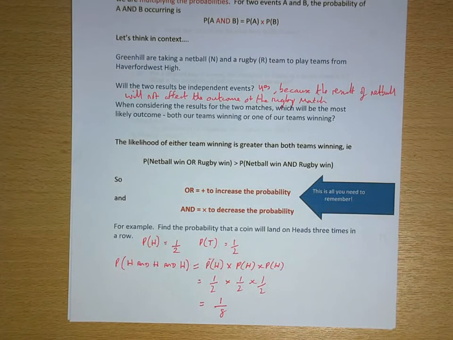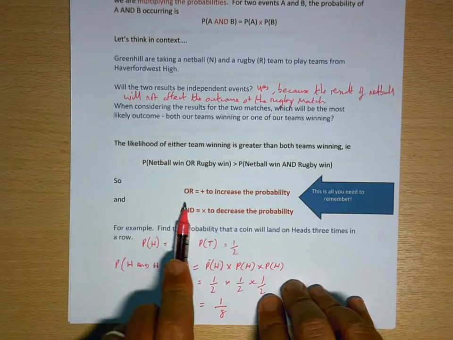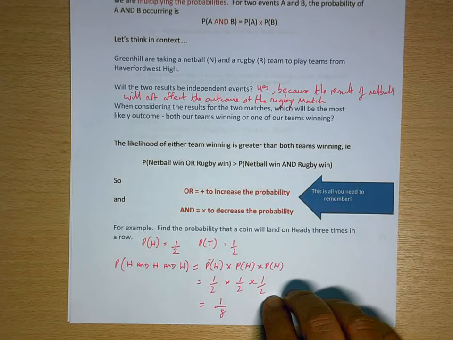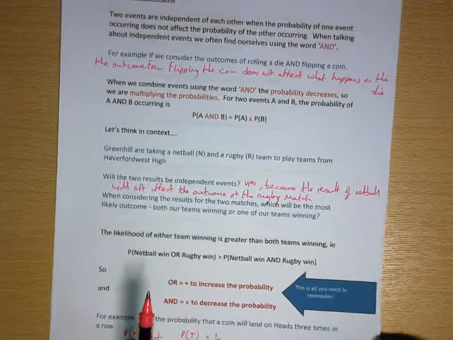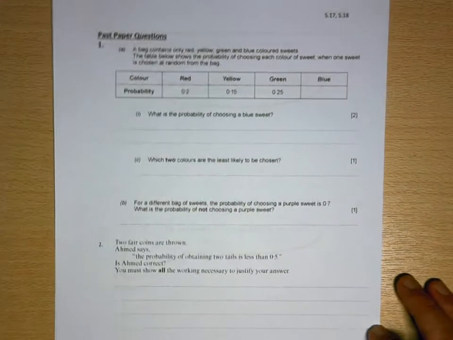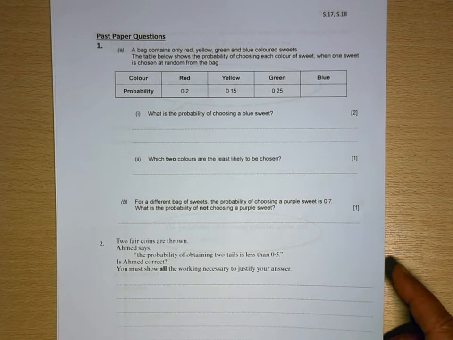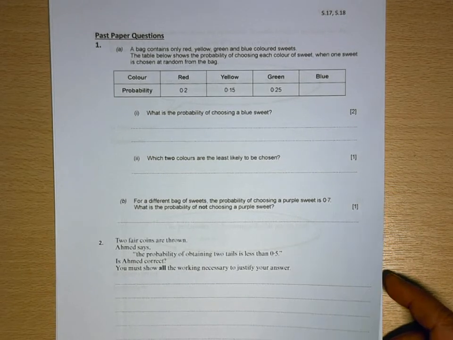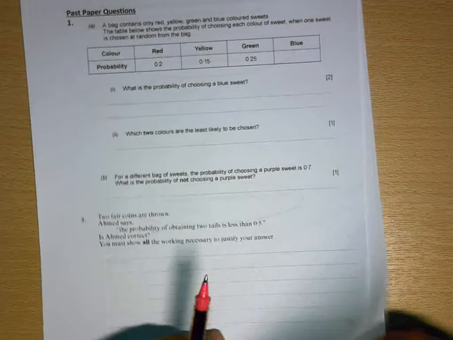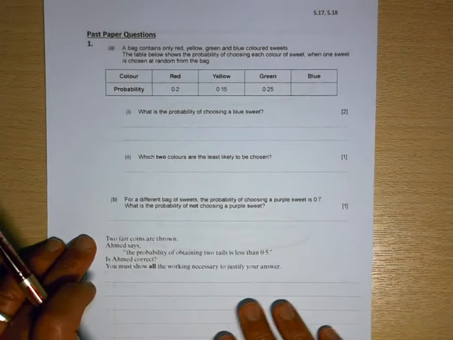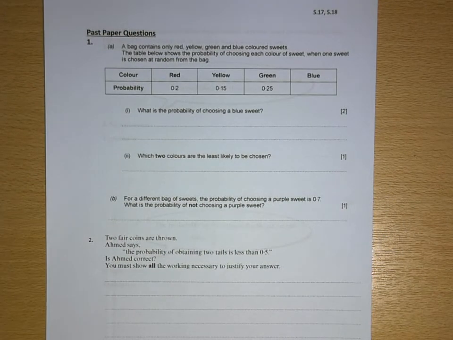So the key to this work is this bit. If you're oring, you add. If you're anding, you multiply. Okay, so we've got some past paper questions for you to have a go at. Some of them are really straightforward and you don't really need the maths behind the anding and the oring. A couple of them you do. The answers are on the bottom of the back page for you to check that you're getting them right. And I'll post my worked solutions and a video clip of that afterwards as well. So see how you get on with those.